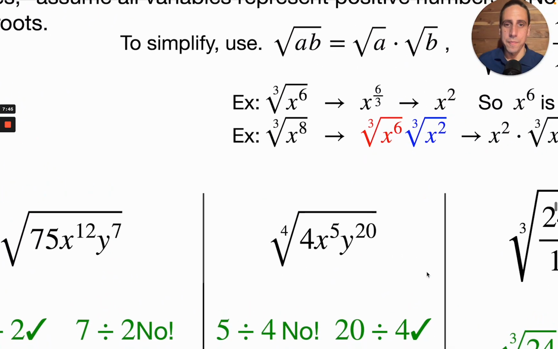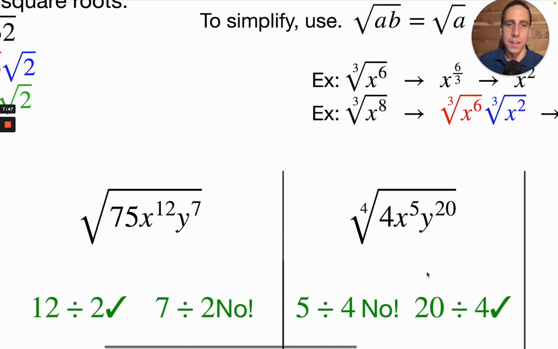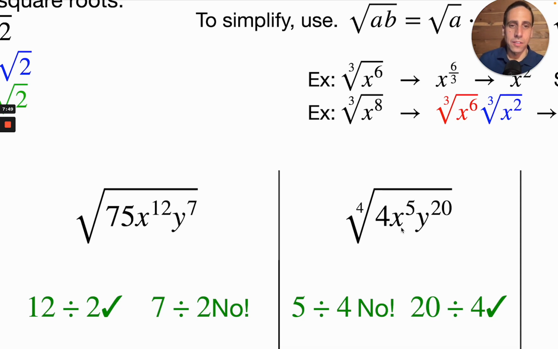All right, so let's do the same steps again. I'm going to check to see whether or not these things are perfect powers, except it's not a square root anymore. It's the 4th root. It's going to be a quartic root. So, looking at this, 5 divided by 4. Can you actually simplify that as a fraction? No, you can't. 5 divided by 4 would be something tricky with a remainder. But 20 is divisible by 4, so y to the 20th is a perfect power.